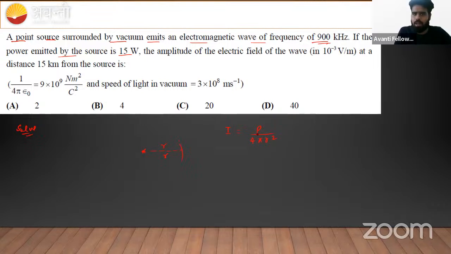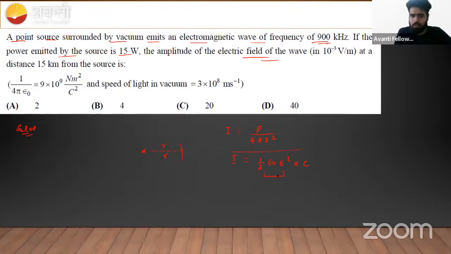Talking about the electric field, how can we associate the electric field here, beta? We have to know one formula. What is the formula of the intensity in terms of electric field energy? We know that the electric field energy density is always written as half epsilon E square. It means energy per unit volume. If we multiply here by the speed of light, this will become intensity.